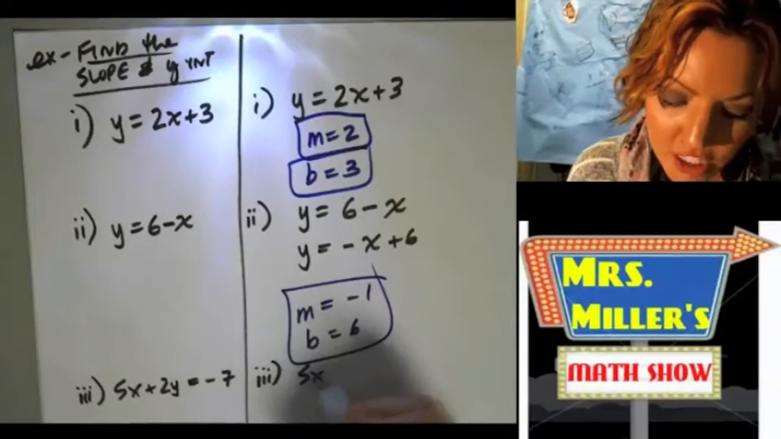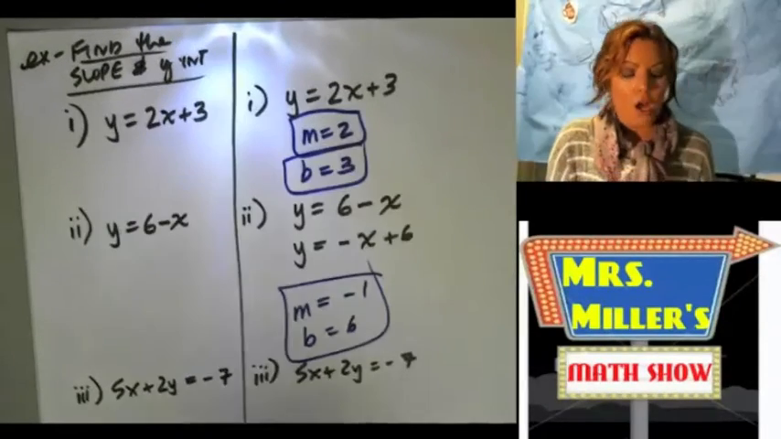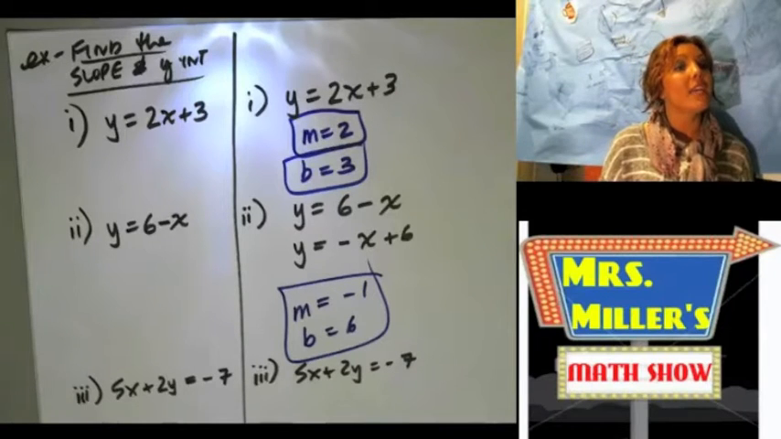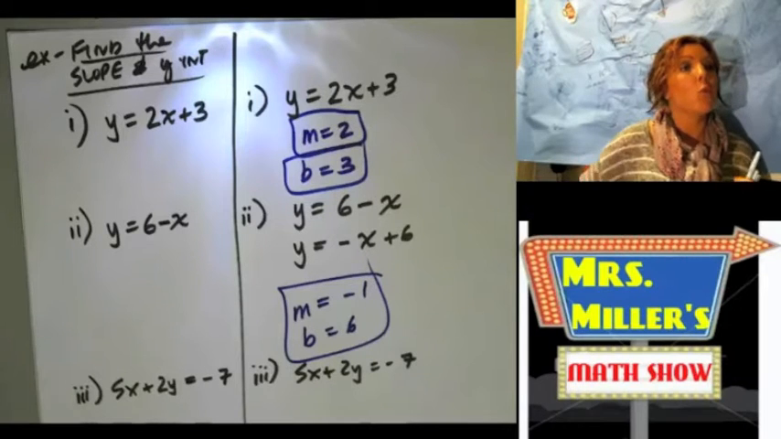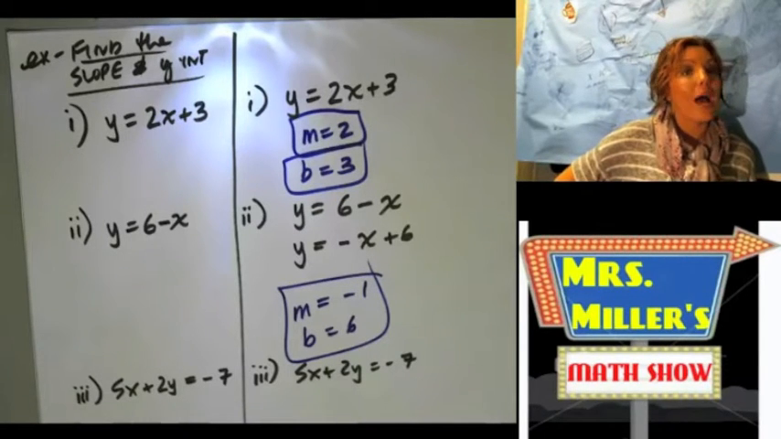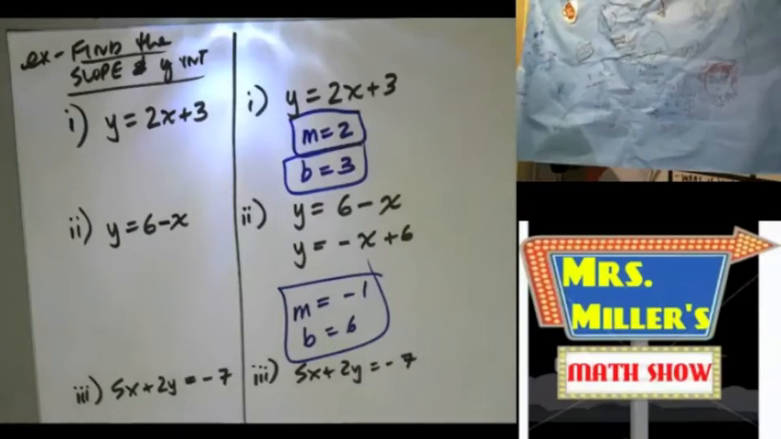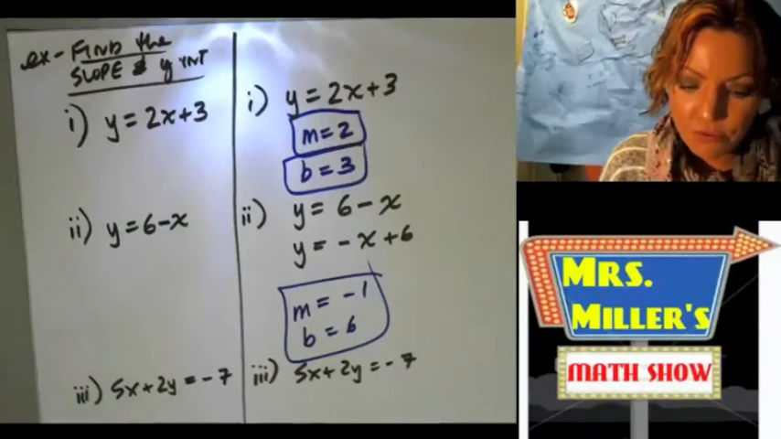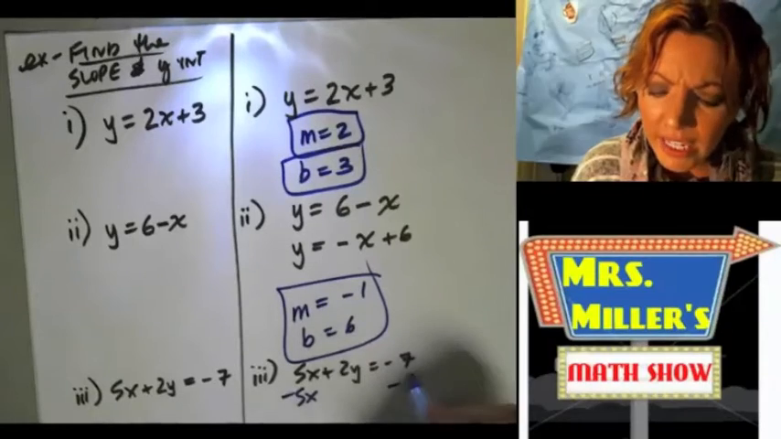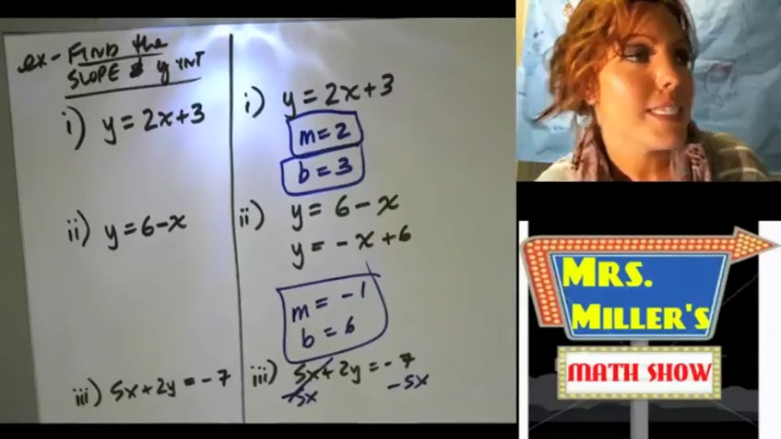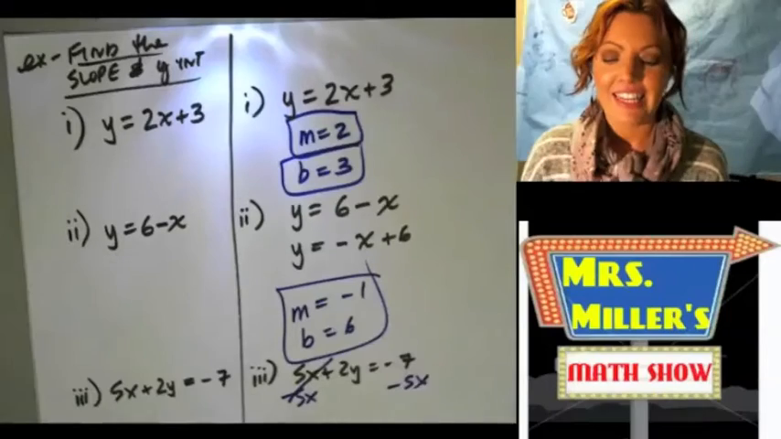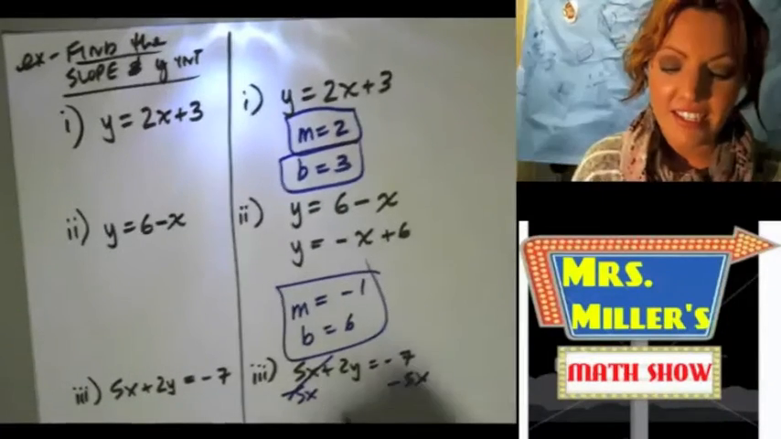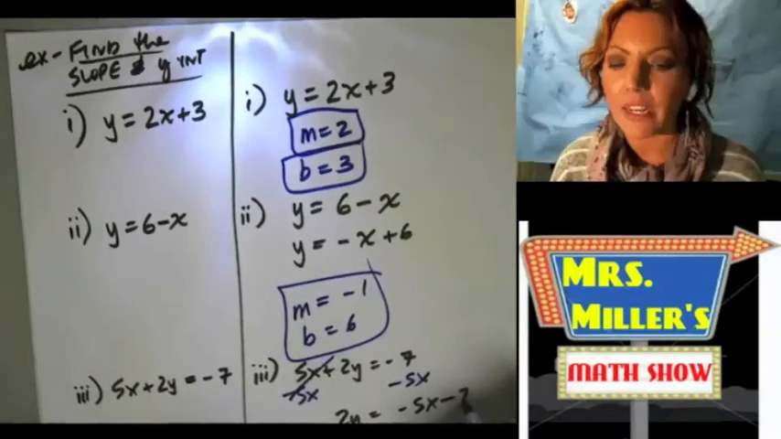Okay, 5x plus 2y equals -7. So what did I say before? If it's not given to us in slope-intercept form, Sloan, what do we do? We put it in slope-intercept form, good, which is putting y by itself. So how would we get y by itself? Good, subtract 5x first. Okay, 2y equals -5x minus 7. Excellent.